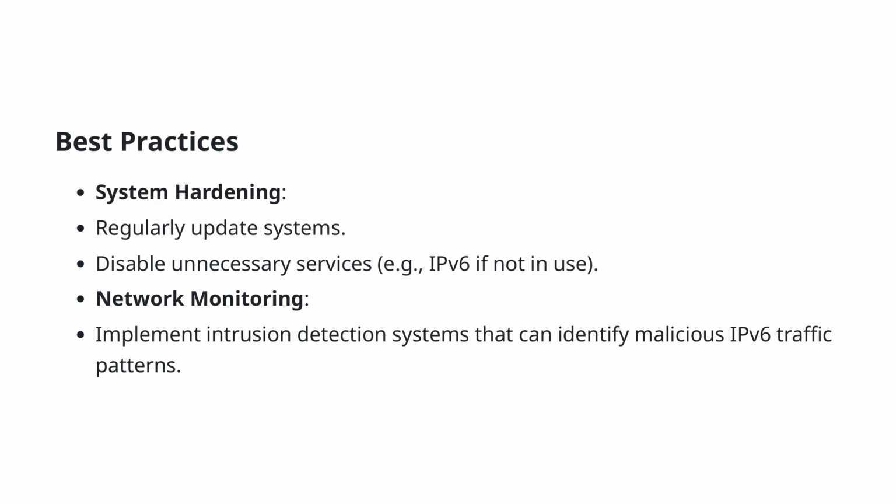Having explored various methods to apply security updates, we now turn our attention to best practices for maintaining a secure system. System hardening is essential. This involves ensuring systems are consistently updated and disabling any unnecessary services, such as IPv6, if they are not being utilized in your network. By doing so, you can minimize potential vulnerabilities.